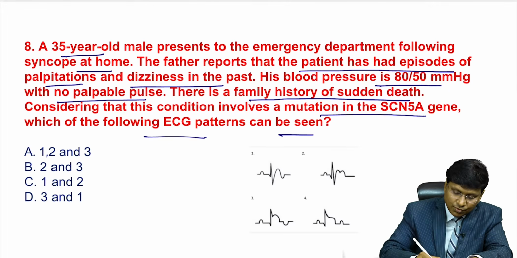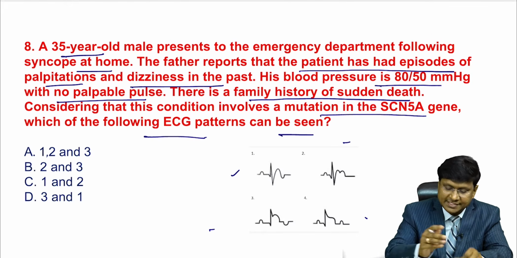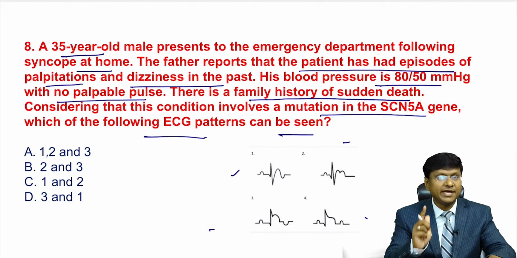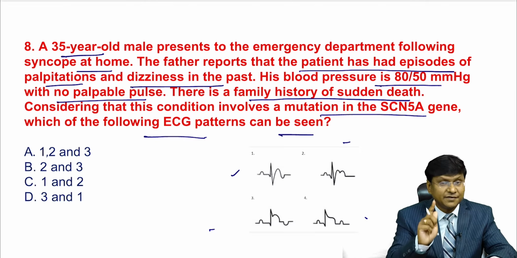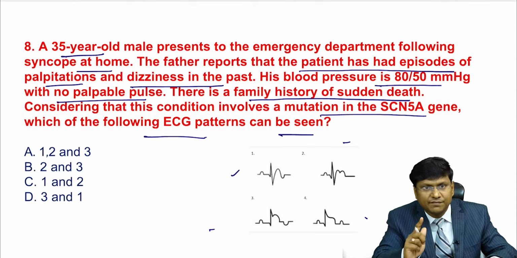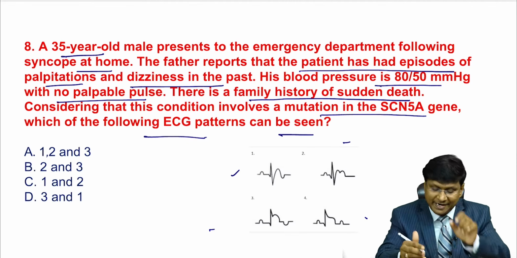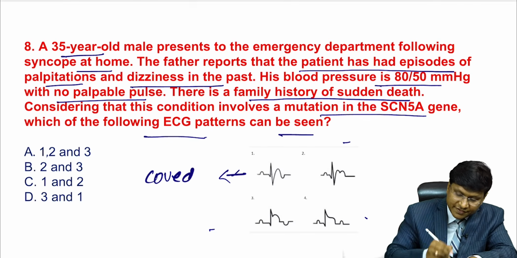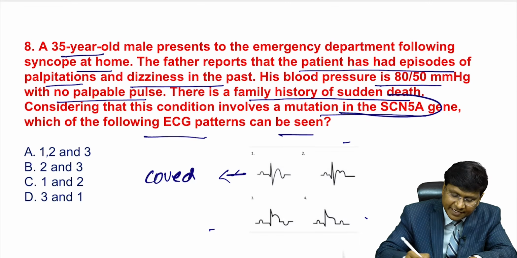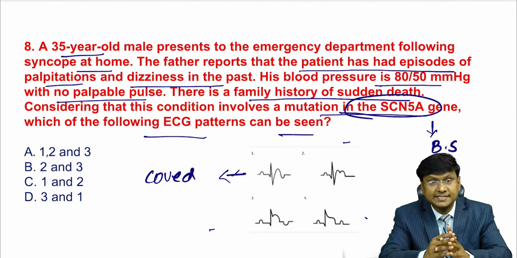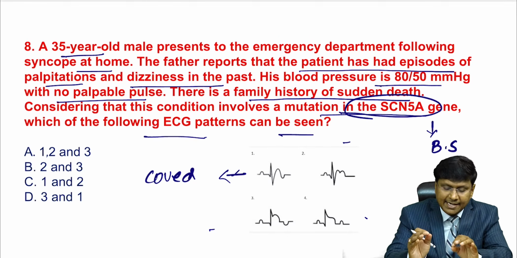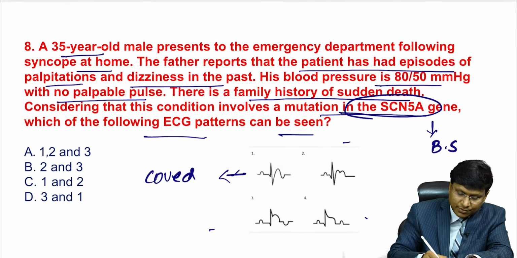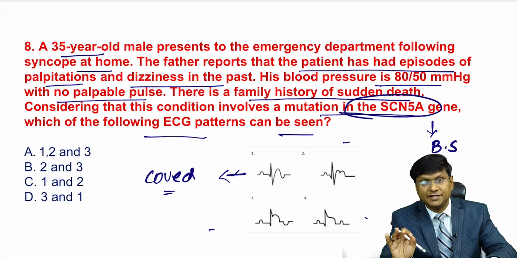Right. So 1, 2, 3, 4, these are the ECGs. So if you take the first ECG, it is suggestive of the presence of a coved pattern of the ST segment elevation. And this coved pattern, okay, first of all, mutation in SCN5A, this is suggestive of the Brugada syndrome, right? Suggestive of Brugada syndrome. And in case of Brugada syndrome, you will have the coved ST segment elevation.